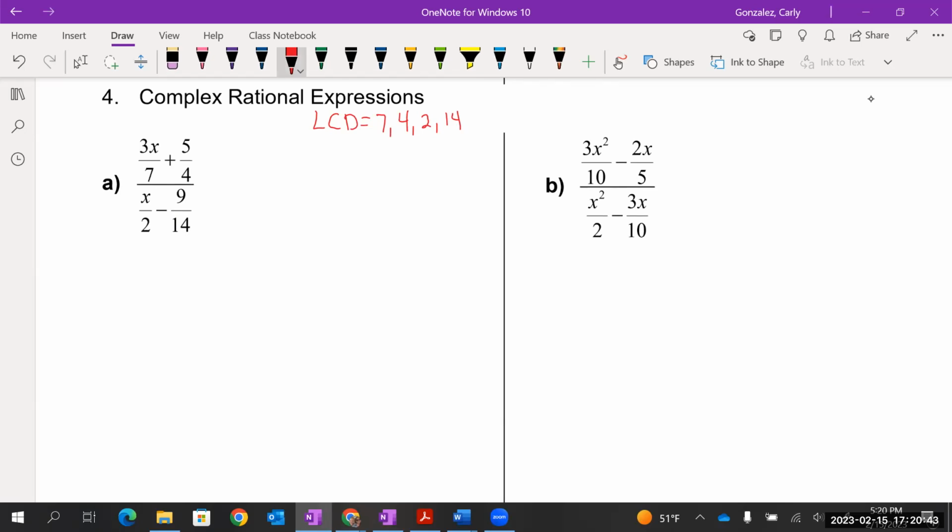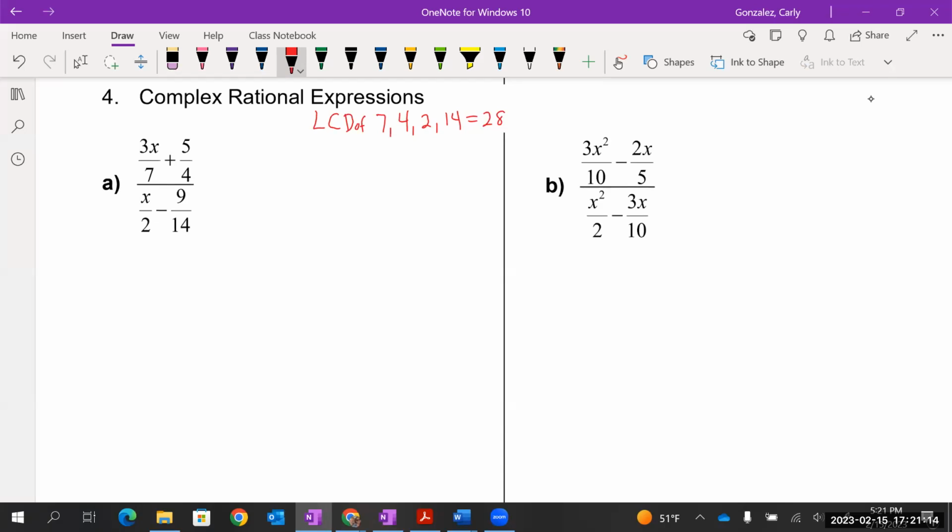Again, I like to count by that biggest number. So 14. 7 goes into 14, but 4 does not. So I'll keep going. 14, 28. I'm just counting by the largest number. 7 goes into 28, 4 goes into 28, 2 goes into 28, and 14 goes into 28. So the LCD of all of those numbers is 28.